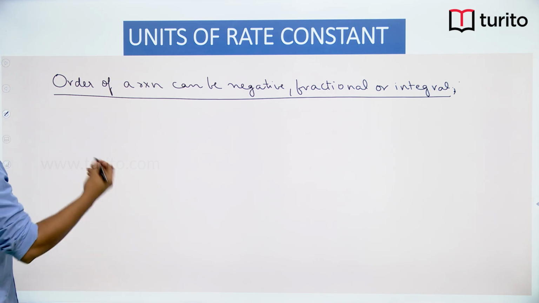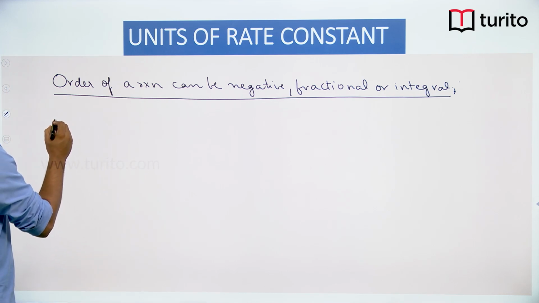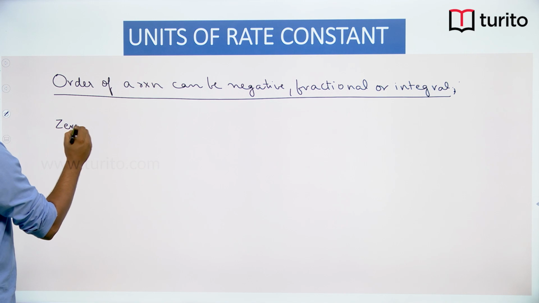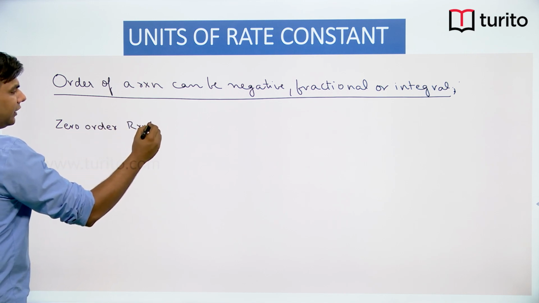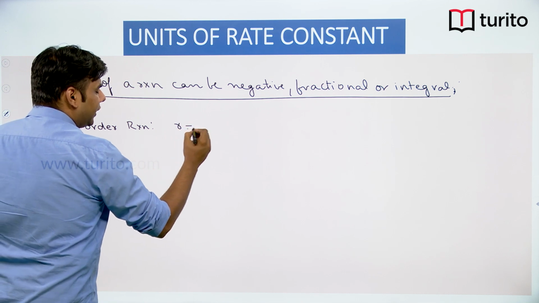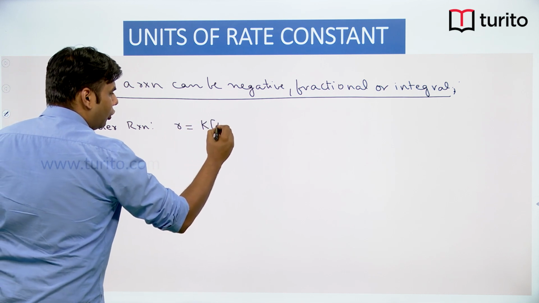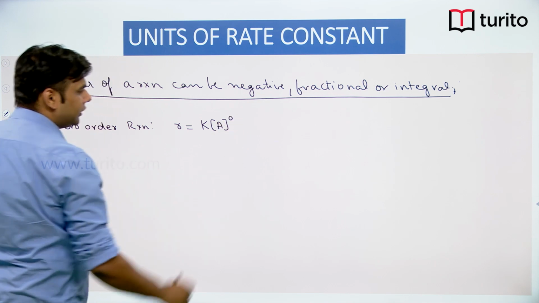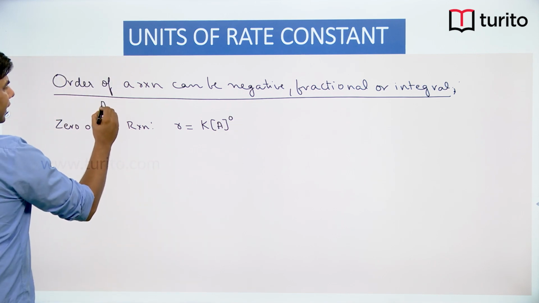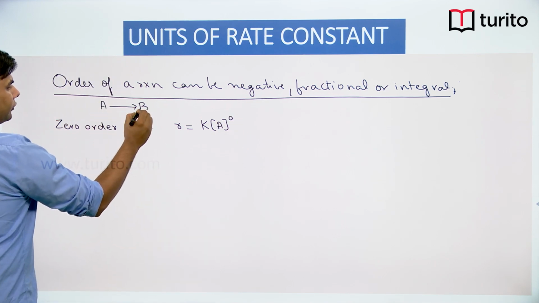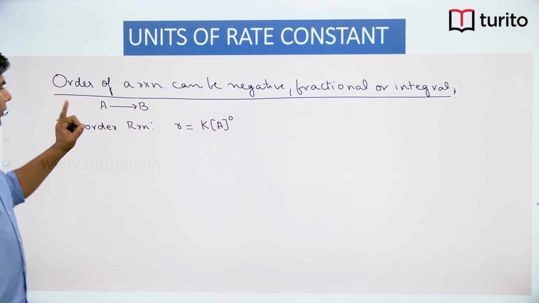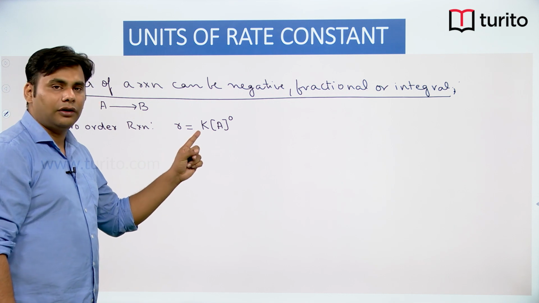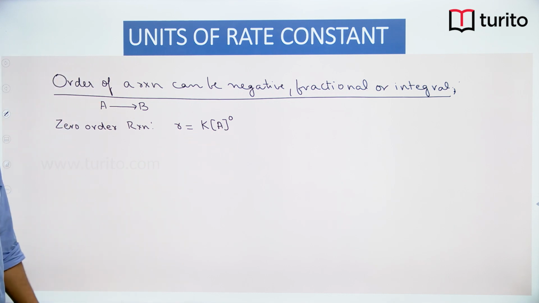Okay. So basically this is a very important point. So let us consider a few examples. Now suppose we are talking about a 0 order reaction. So for a 0 order reaction, the rate equation would be something like this: rate is equal to K into concentration of reactant raised to power 0. Suppose we are considering a hypothetical reaction A changing into B. If it is said that the order of this reaction is 0, it means that rate is equal to rate constant into concentration of A raised to power 0.